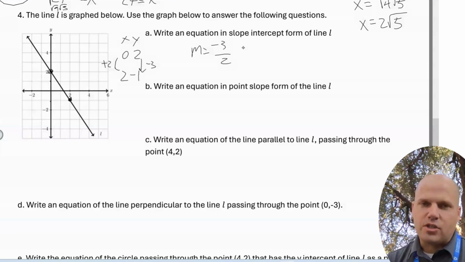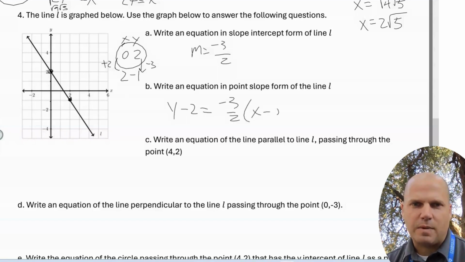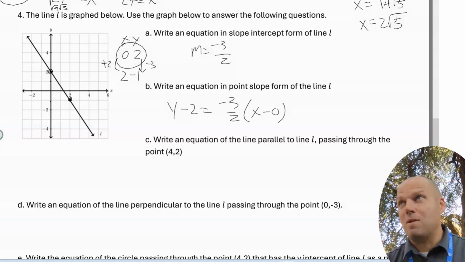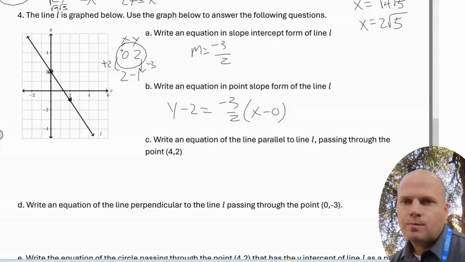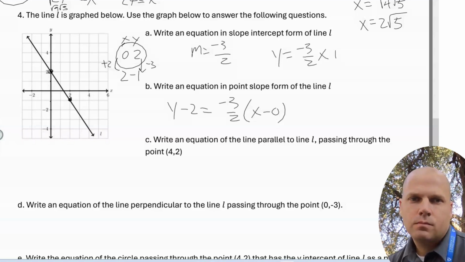You do have a y-intercept, it's 2, but honestly, we're okay. If you use this in point slope form, you're like y minus 2 equals negative 3 halves x minus 0. It's actually a more logical form of equation geometrically, but whatever. Slope intercept is the y when x is 0. If you solve this for y, you'd get negative 3 halves x plus 2.